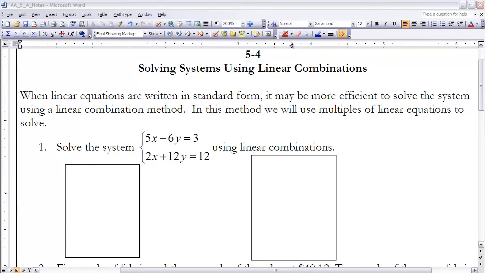In the linear combination method, we're basically using multiples of the linear equations to eliminate a variable to solve for one of the variables, and then we use that to find the other one. By the way, this method works best when we have our equations set up in standard form. So one of the keys is that we're always working with things in standard form. If it's not in standard form and you want to use this method, you want to put it in standard form.